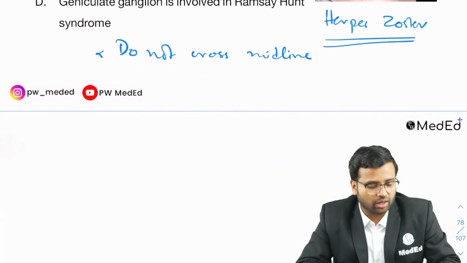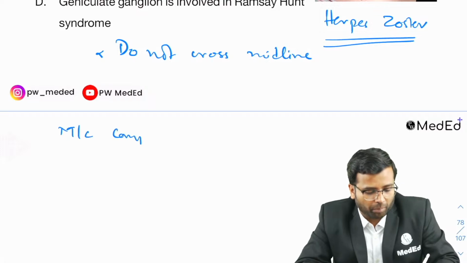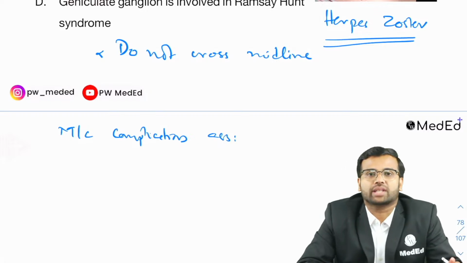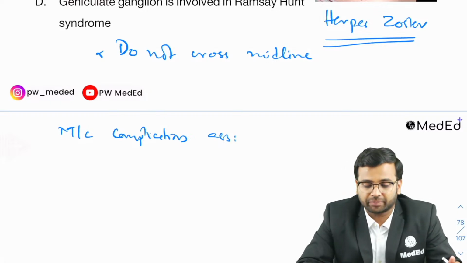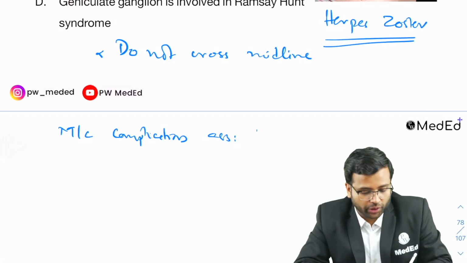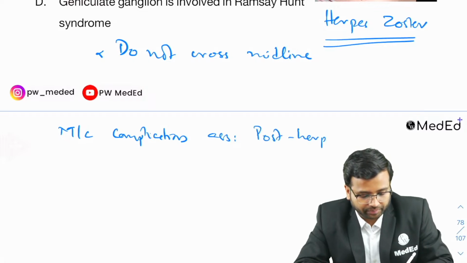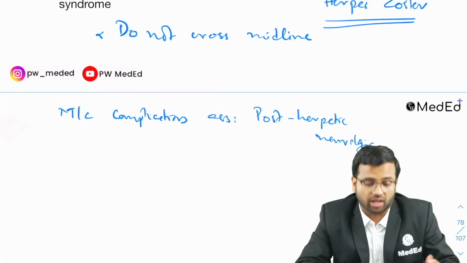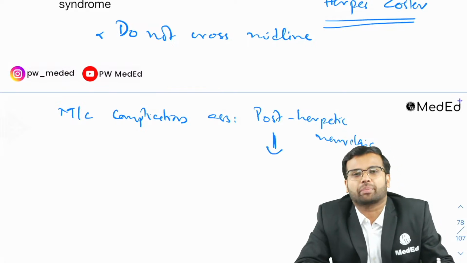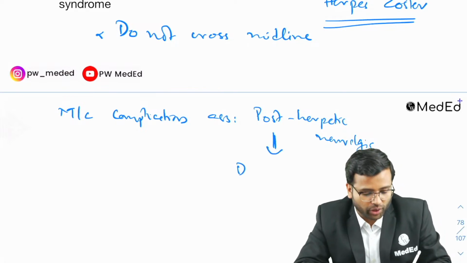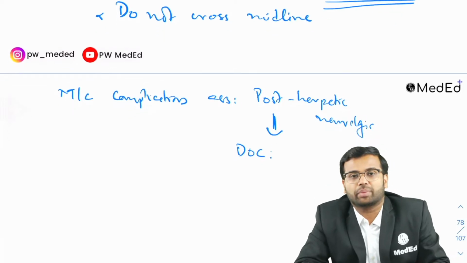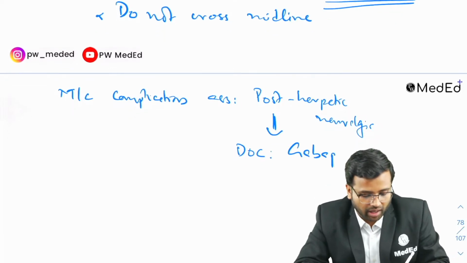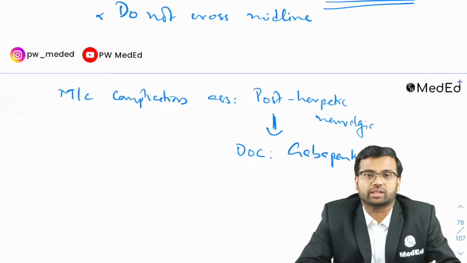So in herpes zoster, what is the most common complication? Can you answer? The most common complication is going to be post-herpetic neuralgia. And how do we take care of this post-herpetic neuralgia? What is the drug of choice in this case? Post-herpetic neuralgia can be taken care of by gabapentin. Isn't it? Gabapentin.